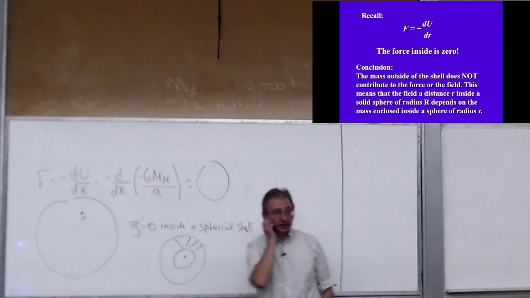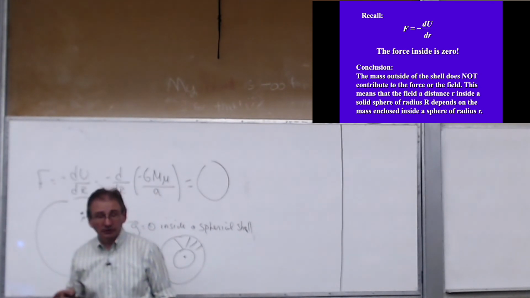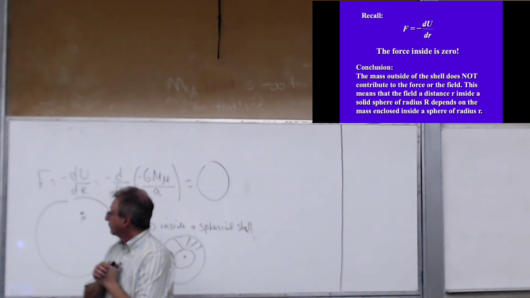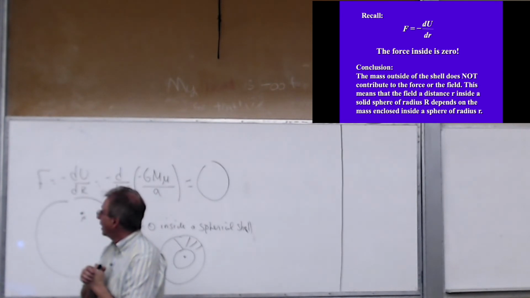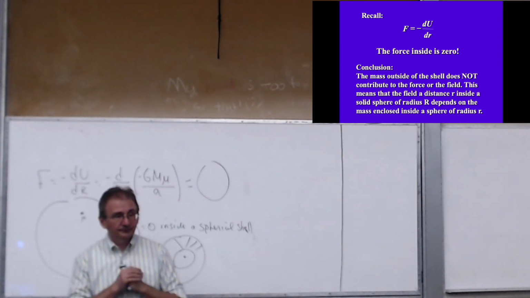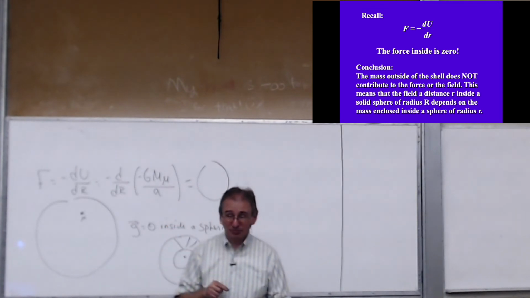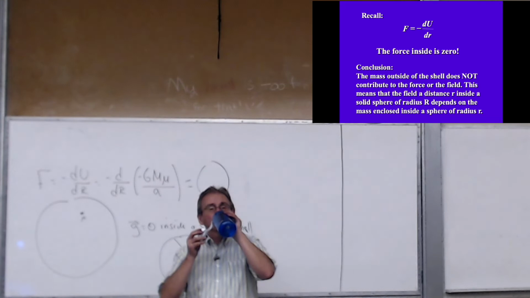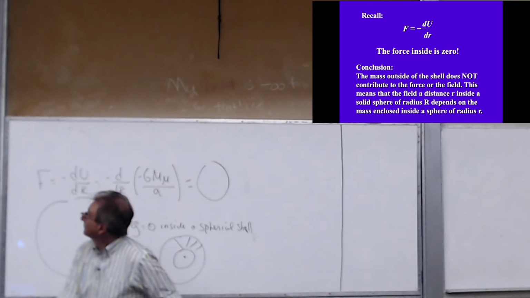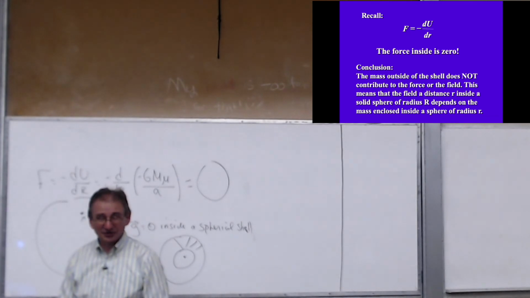So, what's the conclusion of this? Well, first of all, the mass outside of the shell does not contribute to the force or the field. This means that the field at a distance r from a solid sphere depends on the mass enclosed inside the sphere of radius r. I think I have time to actually do two examples. Are we okay so far? This is a really important idea because in the next course you're going to use this idea for charges.